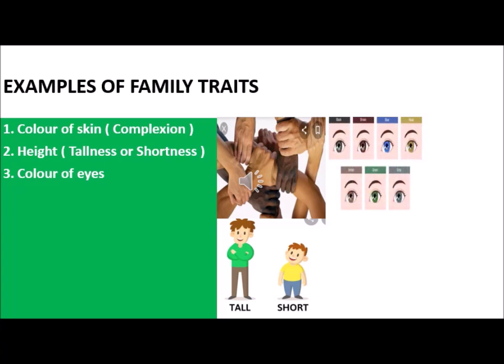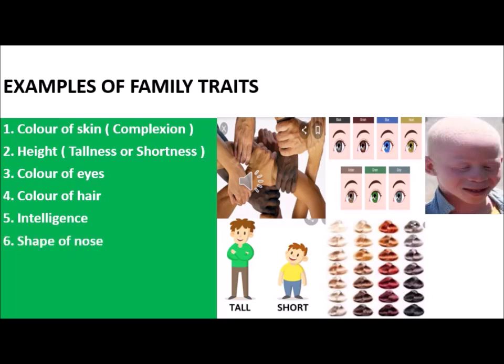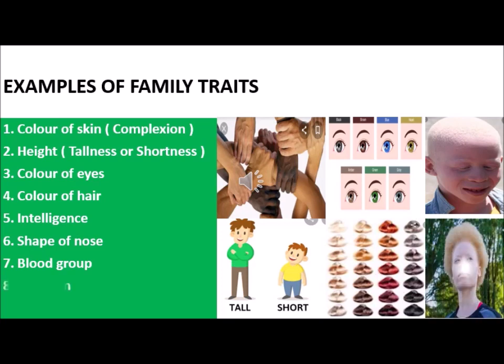You see that display on your screen. Another is the color of the hair. Images displayed on your screen are showing that. Then intelligence, then shape of the nose, blood group, and albinism. Albinism is a condition where they lack the skin pigment called melanin, and it can be transferred from parents to their offspring.